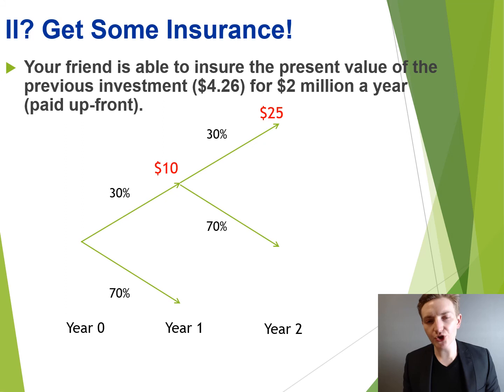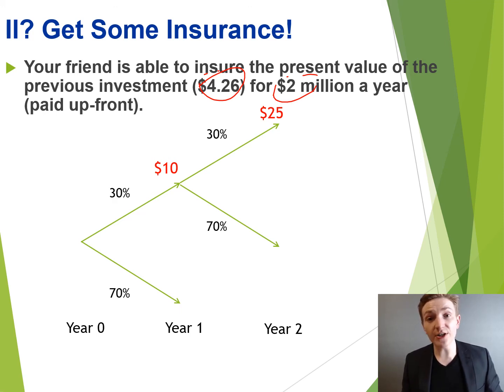So we can see how insurance works using our example. So suppose your friend is able to insure the net present value of his investment, that is $4.26, and can do this by paying $2 million a year, paid up front. Unsurprisingly, it would be paid up front because if you're expropriated and go bankrupt, then the insurance company can't get their money. So it has to be paid up front. So let's see whether we'd be willing to do this.